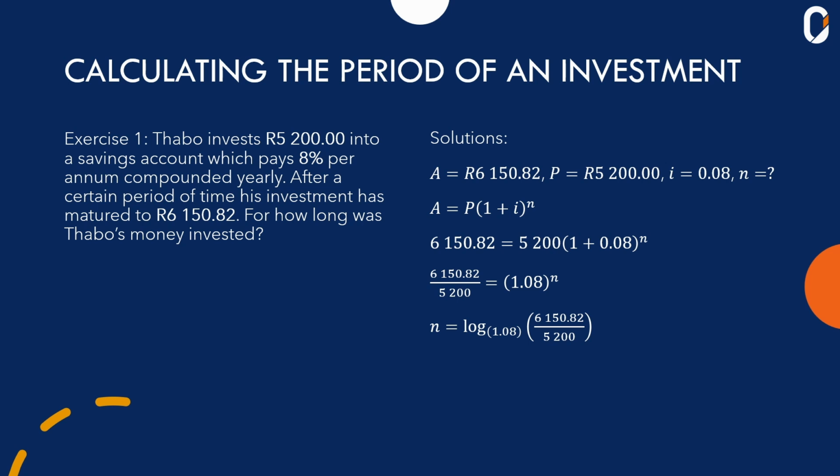of 6,150.82 divided by 5,200. And rearranging that formula just a little bit, I'll have n is equal to log of 6,150.82 divided by 5,200 as I've done before, all divided by log of 1.08, which is my base, and that will give you a period of 2.18.